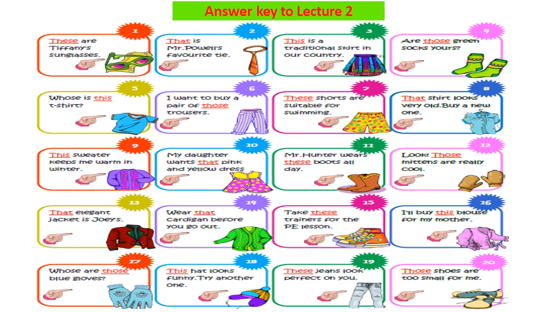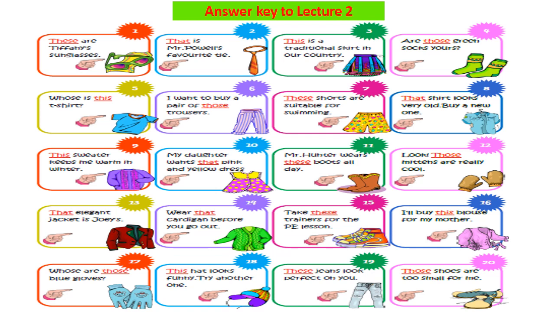Number 2, that is Mr. Powell's favorite tie. Number 3, this is a traditional skirt in our country. 4, are those green socks yours? 5, whose is this t-shirt? 6, I want to buy a pair of those trousers. 7, these shorts are suitable for swimming. 8, that shirt looks very old.